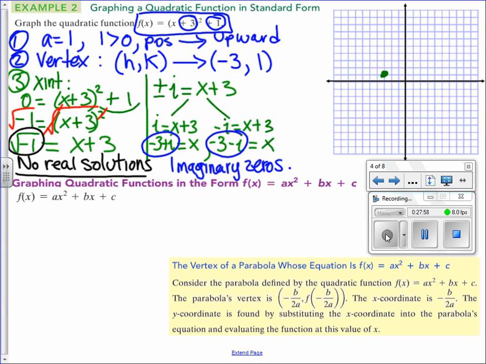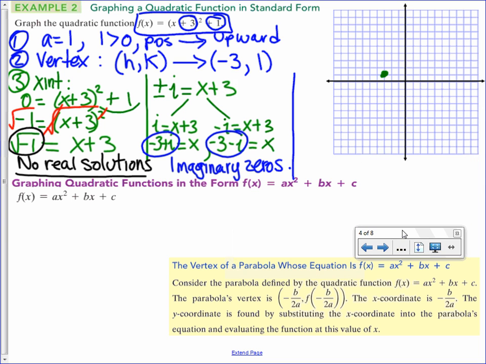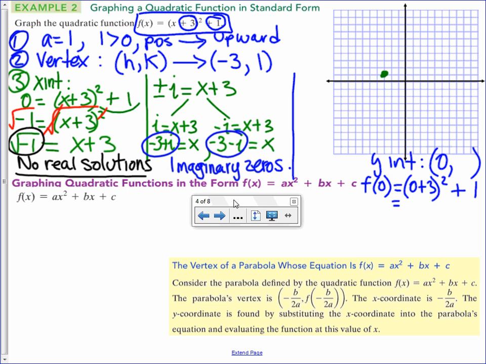Okay, let's go ahead and find the y-intercept. And so for the y-intercept, remember we let x equal to 0. In other words, we're finding f of 0. And so that will be 0 plus 3 squared plus 1. So we do what's inside of the parentheses first. That 0 plus 3 is 3. So 3 squared plus 1. 3 squared is equal to 9. 9 plus 1 is equal to 10. So the y-intercept will have the coordinates (0, 10). So let's go ahead and plot that point here.